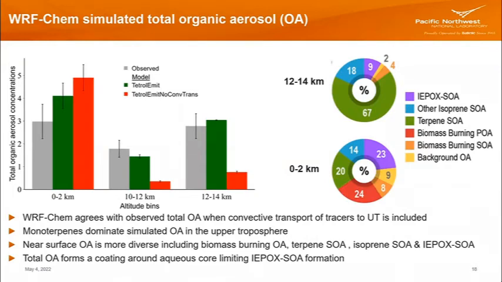And then also, if you look at the pie charts, we see that near the surface, the organic aerosol composition is more diverse than in the upper troposphere. Near the surface, you have biomass burning, and in addition to IEPOX SOA, you have other isoprene SOA and monoterpene SOA. But in the upper troposphere, about 70% is monoterpene SOA, and you still have 10% IEPOX SOA. So it's less diverse in the upper troposphere, much more diverse near the surface. Because of the diversity of organic aerosol and because of other uncertainties, what really jumped out was that looking at the upper troposphere gave critical clues about how well you can constrain or understand the processes of IEPOX SOA formation.